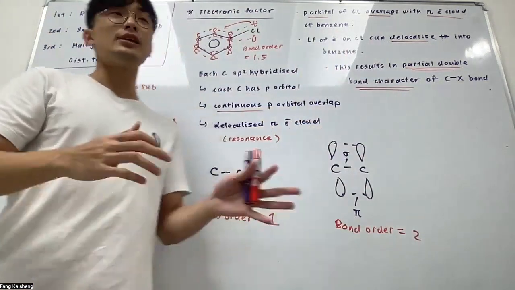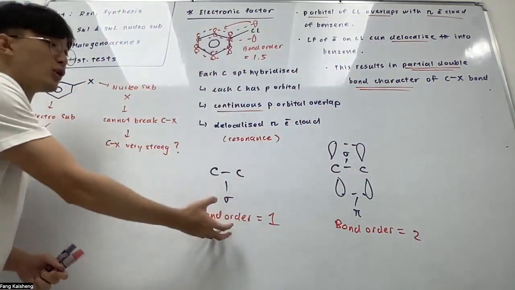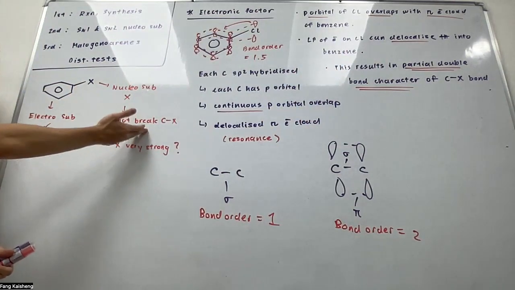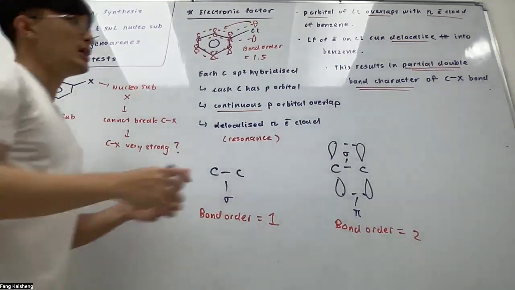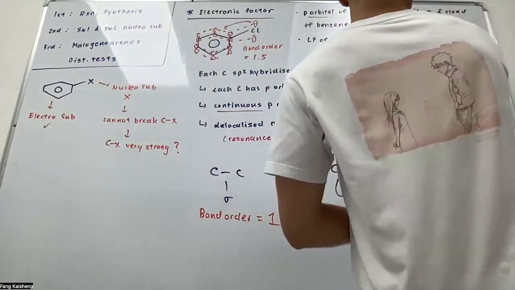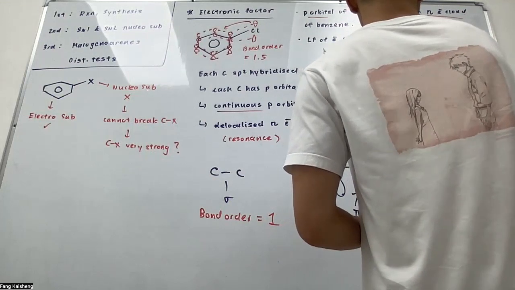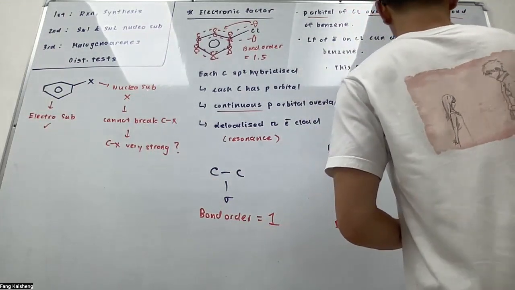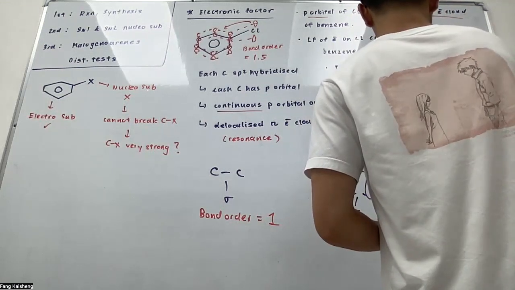Make sense? So that's why you can see it is already stronger than a single bond, which makes it very hard to break. That's why it doesn't undergo nucleophilic substitution. To expand on this idea, you cannot just stop your answer here. Partial double bond character strengthens the C-X bond, making it hard to break.